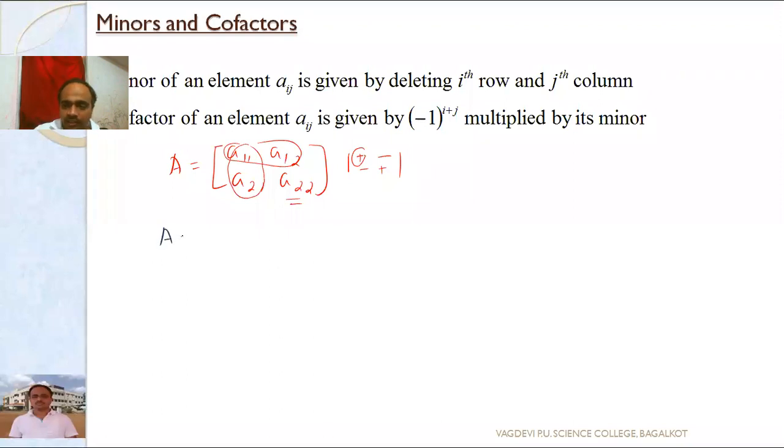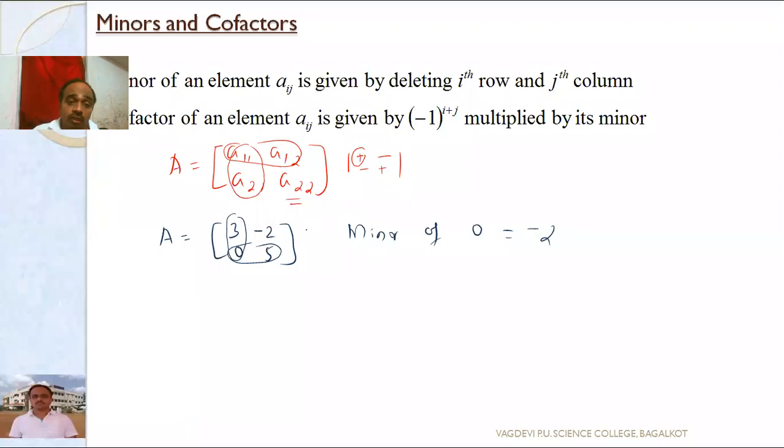So matrix A is equal to, say for example, 3, -2, 0, 5. This is one matrix. Now tell me, what is the minor of 0? 0 is present in the second row, so you have to delete the second row. And in which column is it? It is in the first column. So you have to delete that row and column. When you delete the second row and first column, what is the number left? -2. So -2 is the minor.